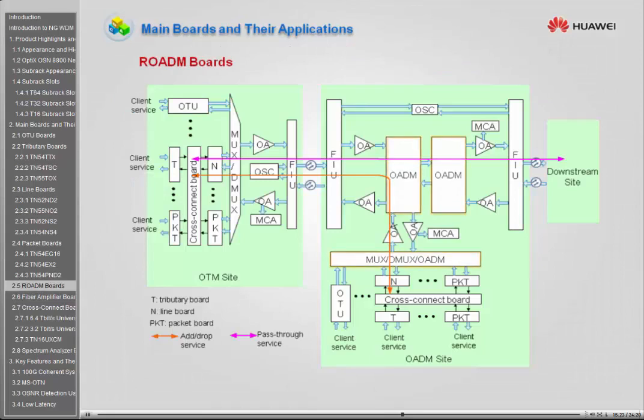A ROADM board is used to add or drop any wavelength to or from a multi-wavelength. It can also add or drop a combination of wavelengths to or from a multi-wavelength. This achieves dynamic wavelength grooming in multiple directions. A ROADM board is intended for DWDM systems.